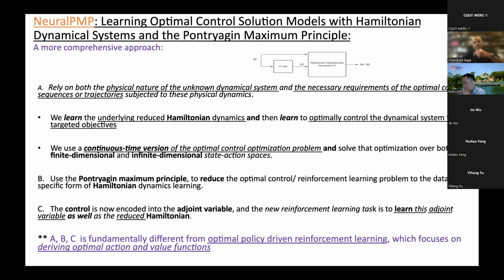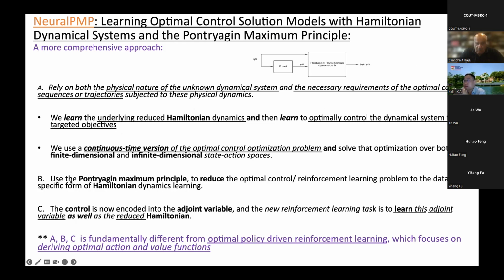So what is our approach? We call it NeuralPMP for, of course, the Pontryagin maximum principle. We're going to learn optimal control solution models with Hamiltonian dynamical systems and apply the Pontryagin maximum principle to build the control into an adjoint state, which is then governed by the generalized Hamiltonian dynamics. So we rely on both the physical nature of the unknown dynamical system and the necessary requirements of the optimal control sequence or trajectories subjected to these physical dynamics. We will learn a reduced Hamiltonian dynamics and learn to optimally control this dynamical system for targeted objectives.